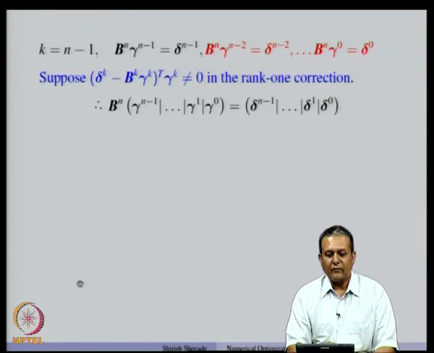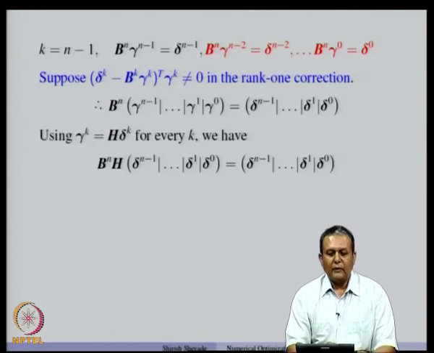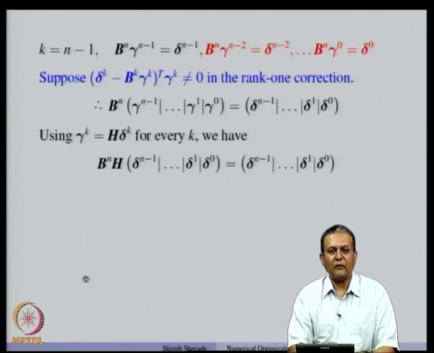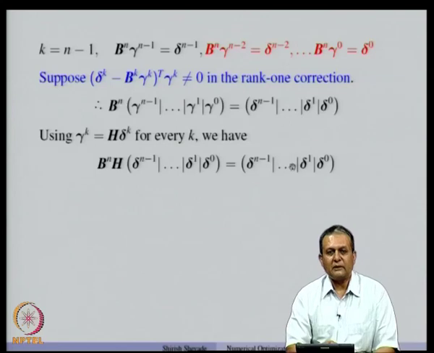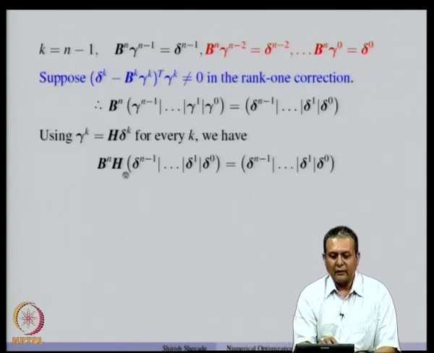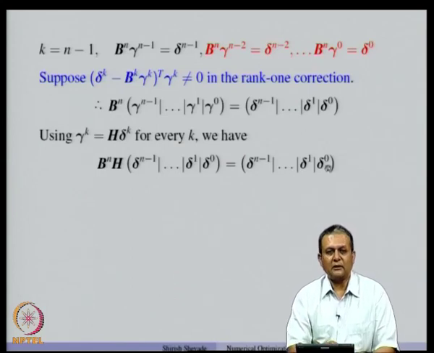This entire system of equations has been written compactly in this form. Now, we have already seen that in this problem, where the function is quadratic, we can write gamma k to be H delta k for every k. Therefore, let us replace each gamma k by H delta k, and what we have is Bn into H, taking H common from each of these, and what remains inside the matrix are the n columns delta n minus 1 to delta 0, and the right hand side remains the same. Now, you will see that this matrix is the same as this matrix.